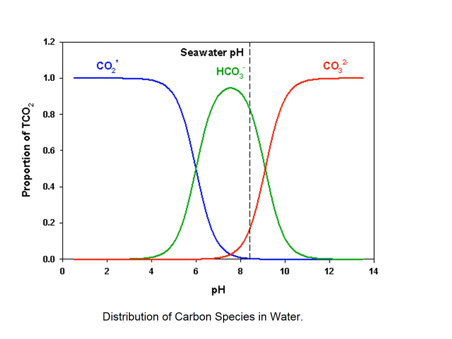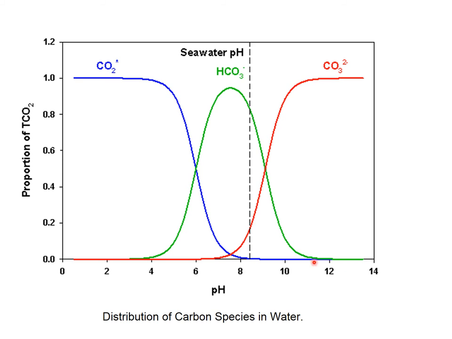Okay, and that's summarized on this diagram here, which shows the relative proportions of the different carbon species at different pHs. Critically, the CO2 star here just means CO2 plus bicarbonate, but it could just be CO2.